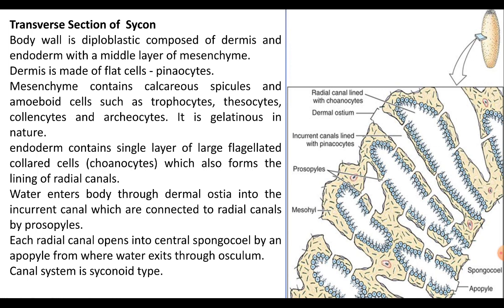The radial canals alternate with incurrent canals, which are communicated by prosopyles. The radial canal opens into the spongocele by the internal ostium or the apopyle. There is a large cavity called the spongocele, which is present at the center of the section, and it shows the syconoid type of canal system. The course of water takes place from the exterior into incurrent canals through ostia, and from incurrent canals to radial canals through prosopyles, and from radial canals to the spongocele through the apopyles, and from the spongocele to the exterior through the osculum.